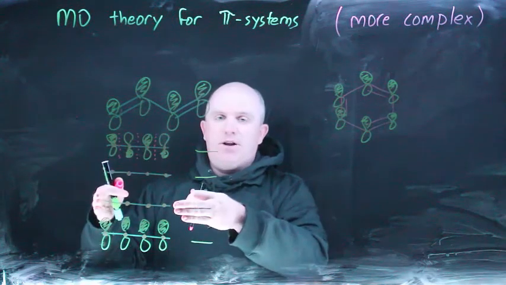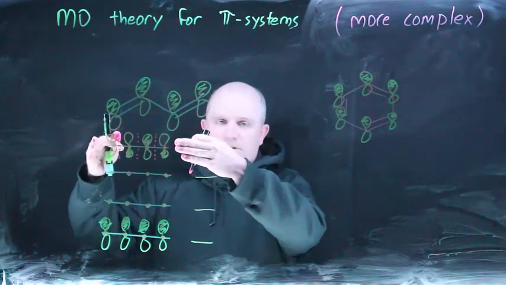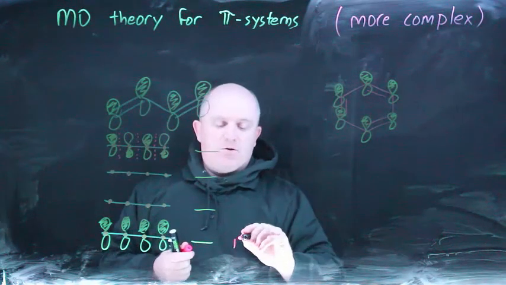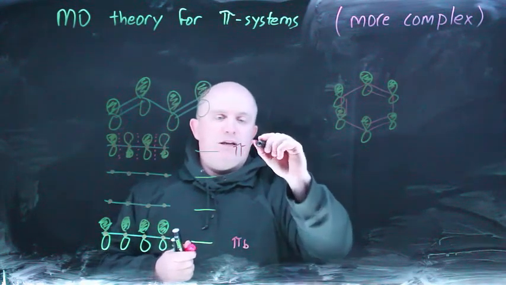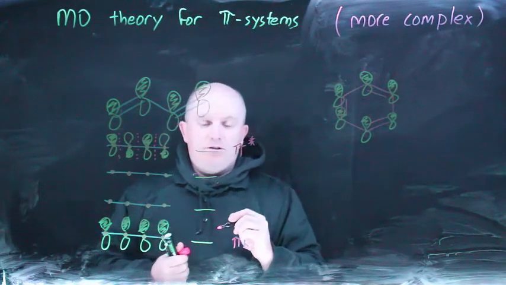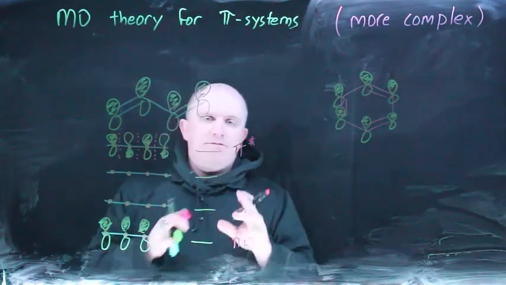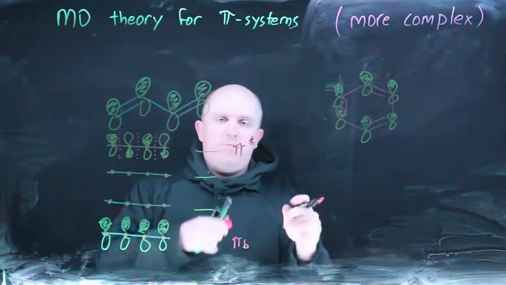The next one is going to have 1 node, the next one's going to have 2 nodes, the next one's going to have 3 nodes, and so on. This is, of course, always going to be a pi bonding orbital. This one, of course, is always going to be a pi anti-bonding orbital. And these in the middle could have some bonding character or not bonding character, depending on the details.